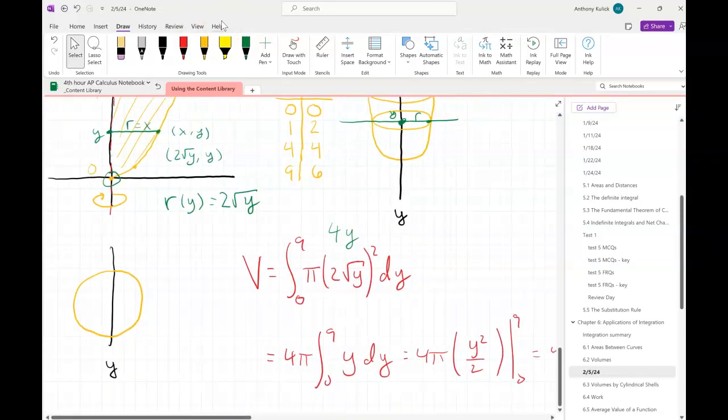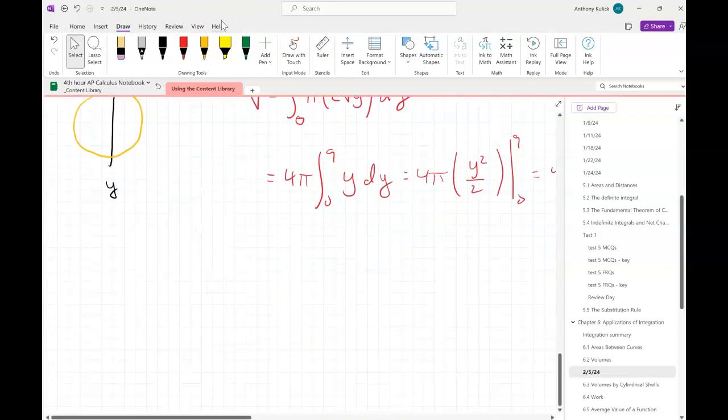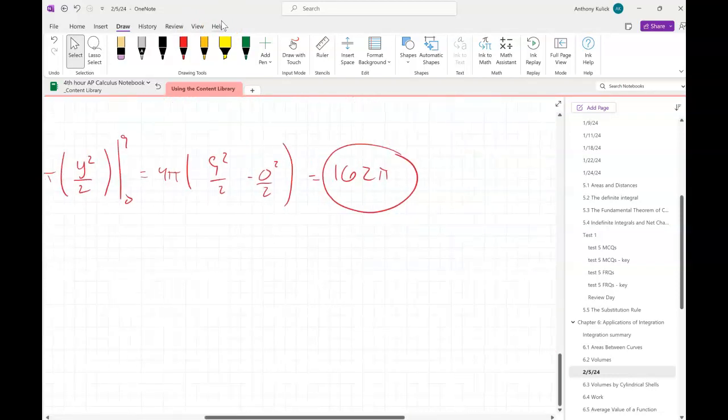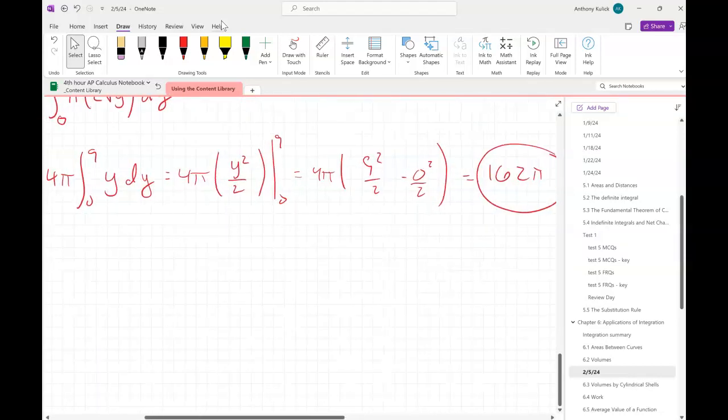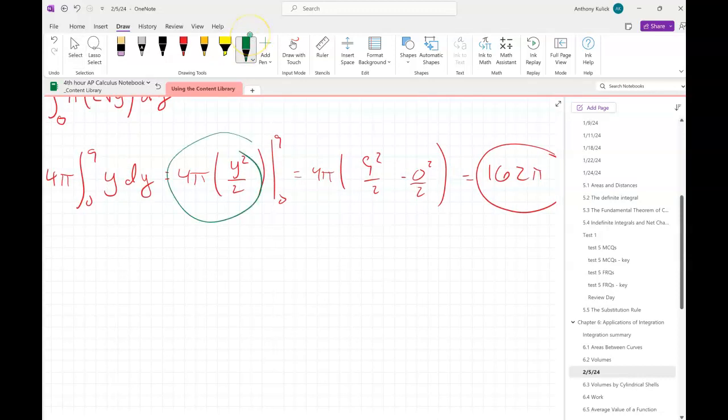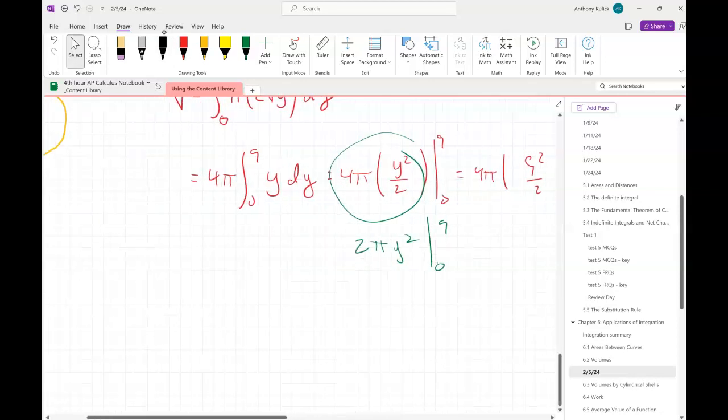Could you simplify it to just 2 pi, y squared, and then just go from there? Yes. Plug in 9? Sure. So Christian says right here, could I just do 2 pi y squared, 0 to 9? Absolutely. That's so smart. Save yourself a fraction? Sure. Good thought.